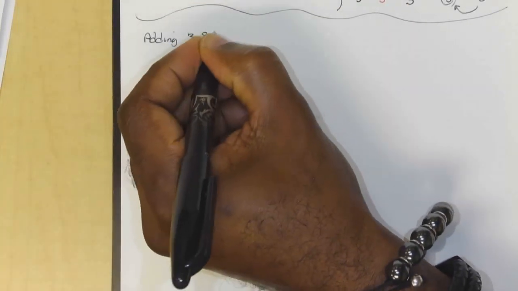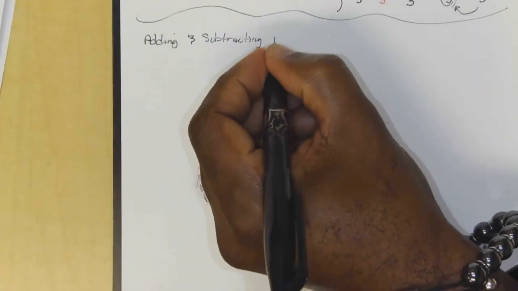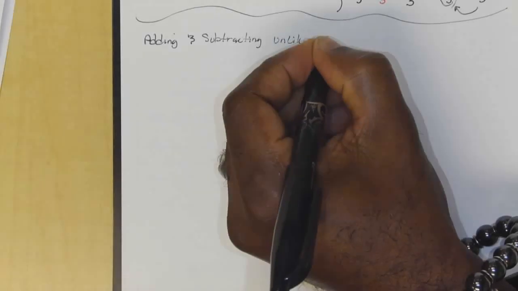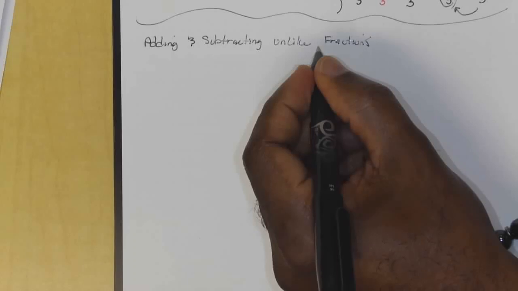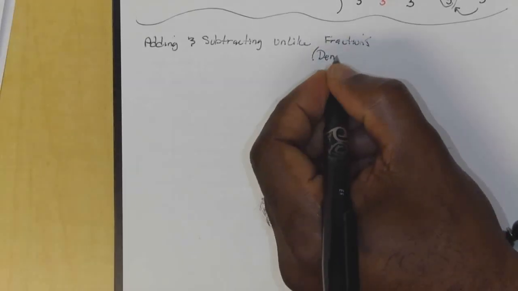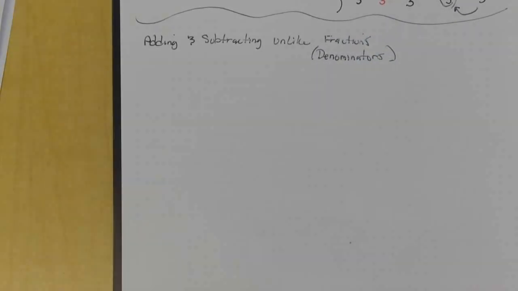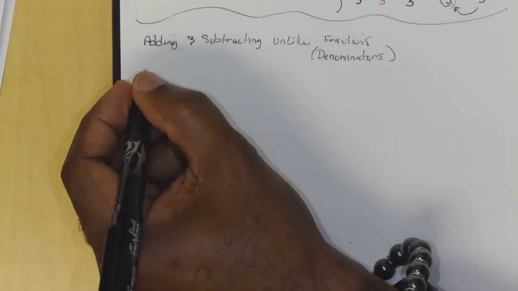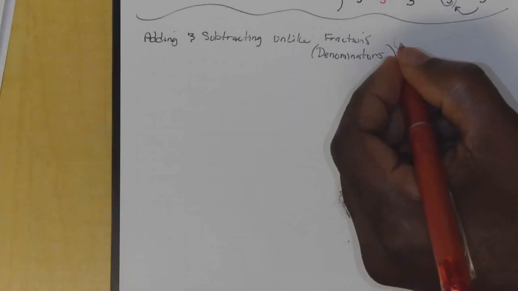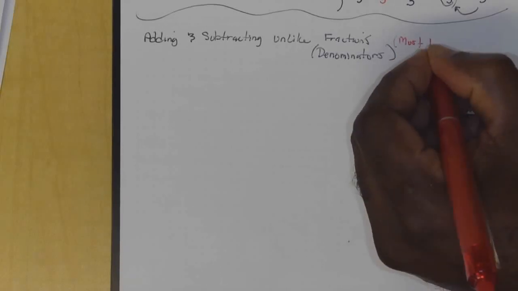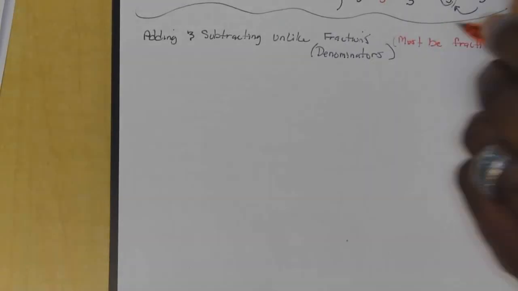And subtracting unlike fractions. All right. When I say unlike fractions, I'm still talking about unlike denominators. So get these notes down, even if you ain't done with the last set of problems. All right. I'm gonna say the same thing. Must be fractions. Must be fractions. So if you got a mixed number, fix it.